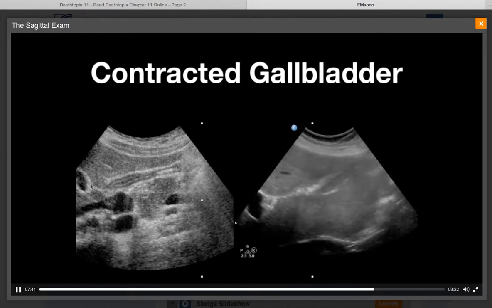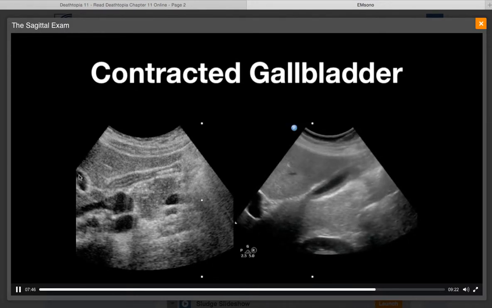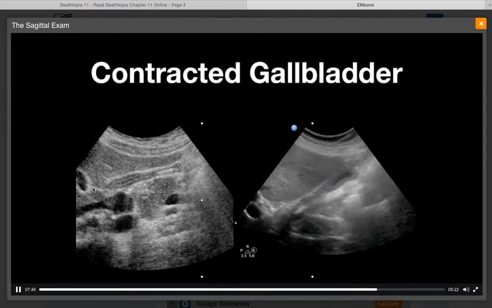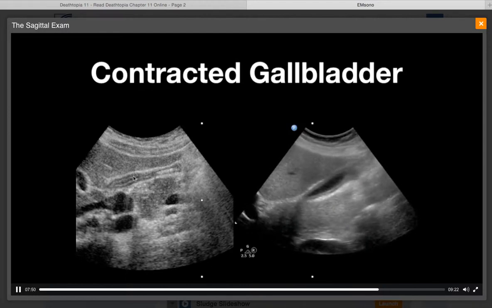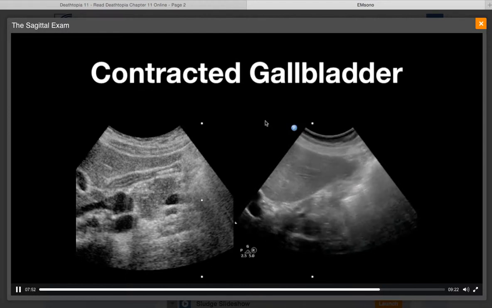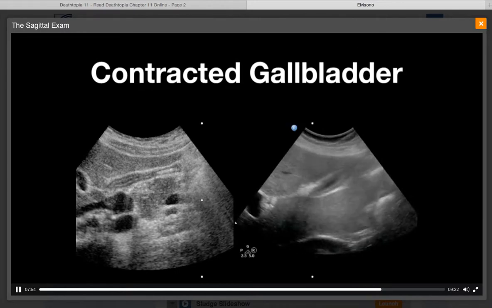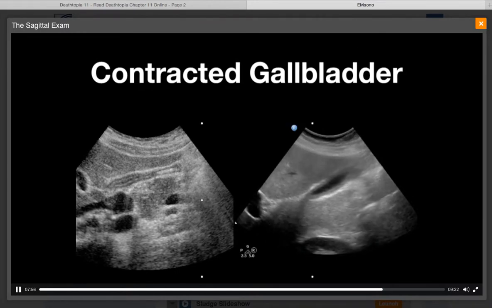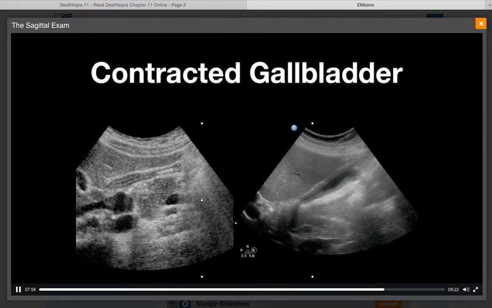On the left, however, it's going to be a little more challenging. You've got the right portal, you've got the main lobar fissure, and you can see that this is a completely contracted gallbladder. So you have to keep this in mind when scanning ED patients who may have just recently eaten.